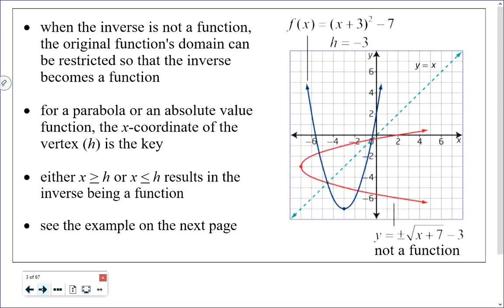If you want to restrict the domain, then you have to change the values of x that are allowed for the original function so that when you reflect it across that line, you get not a top and a bottom. You get only a top or only a bottom, because then it will pass the vertical line test. And what I'm saying here is, if it's a parabola or an absolute value function, the horizontal parameter h is the key to the solution to this, because you can always say x is less than or equal to h, or x is greater than or equal to h.